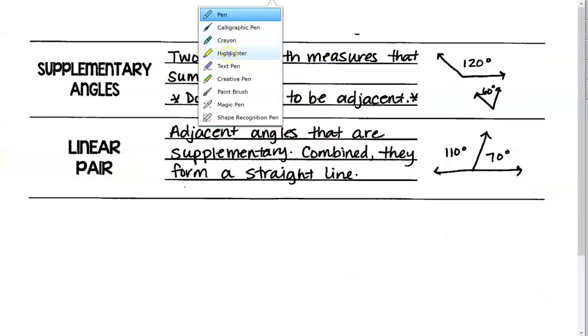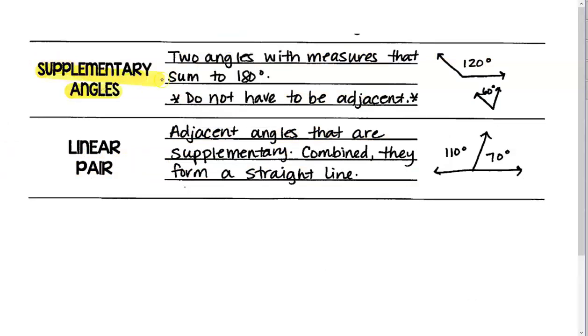Our next type of angle is called a supplementary angle. These are two angles with measures that sum to 180. And once again, they do not have to be adjacent. So instead of equaling 90 like complementary, they equal 180, and they're called supplementary. Then we have what's called a linear pair. Those are adjacent angles that are supplementary. Combined, they form a straight line. So a linear pair, like linear line, is a pair of angles that form a straight line. And straight lines are 180 degrees, so technically they're supplementary.